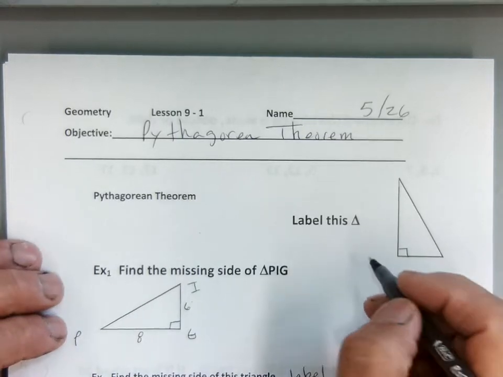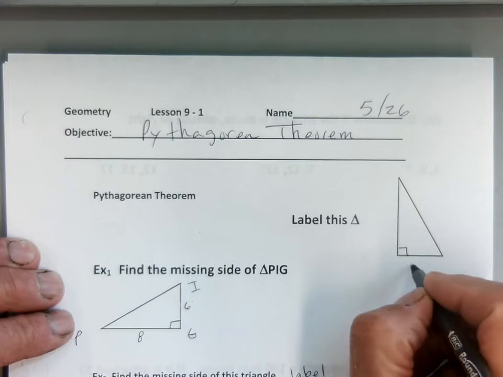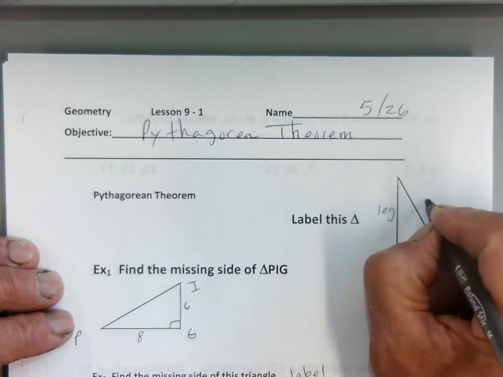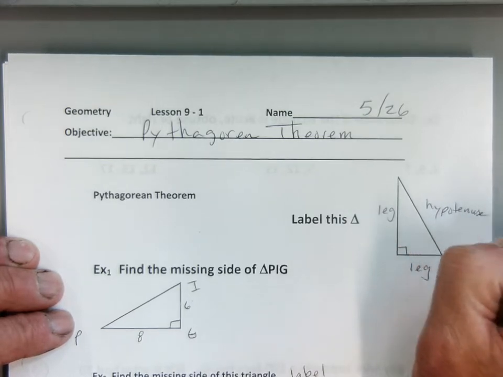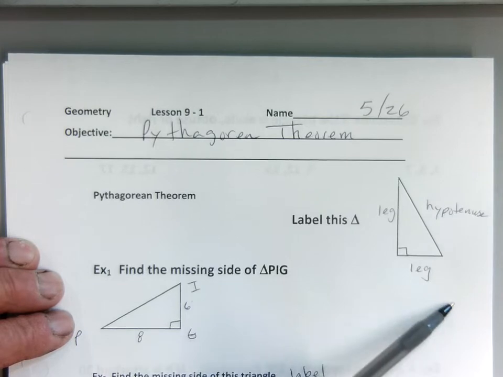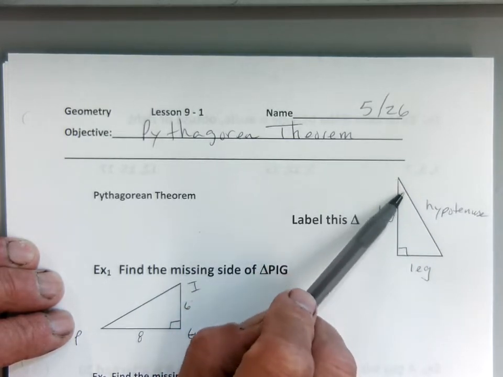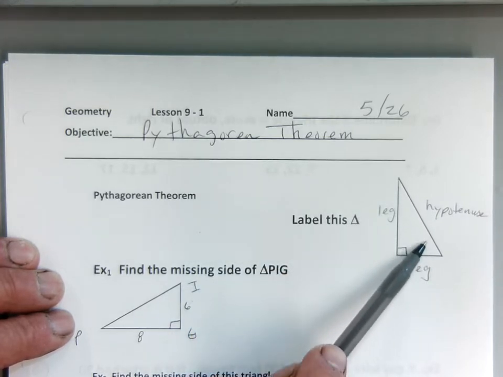Well, instead of A, B, and C, call this the leg, and the hypotenuse, right? Hypotenuse is always the longest side, and it's always opposite 90, okay? The hypotenuse is always the longest side in a right triangle. It's always opposite 90, okay?